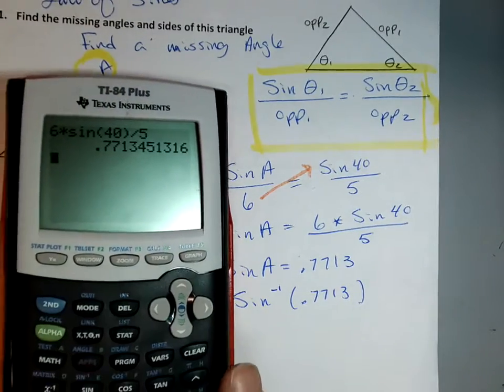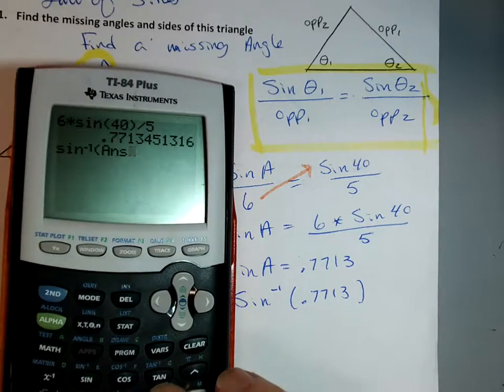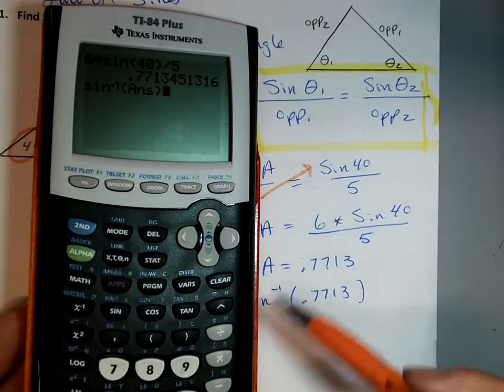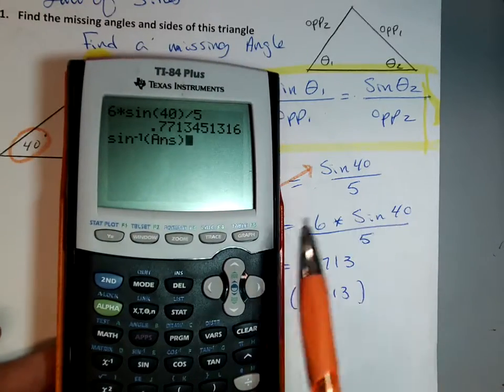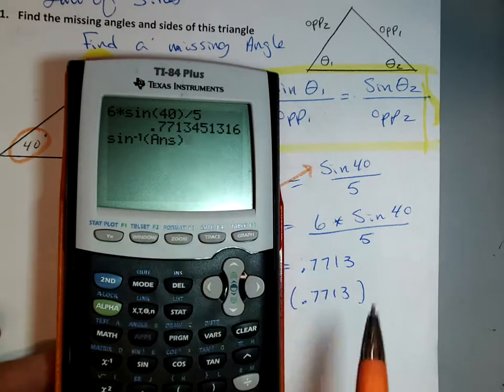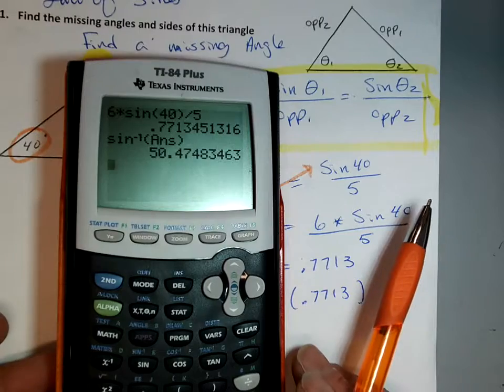So I'm going to use my calculator. I'm going to go sine inverse. And I like my answer button, for two reasons. If you're not sure where the answer button is, it's down by the negative. I like the answer button because I don't have to retype that. Plus it's more accurate because I get to use all of those decimals. So enter, 50.5. Okay, now that seems like an angle, doesn't it?